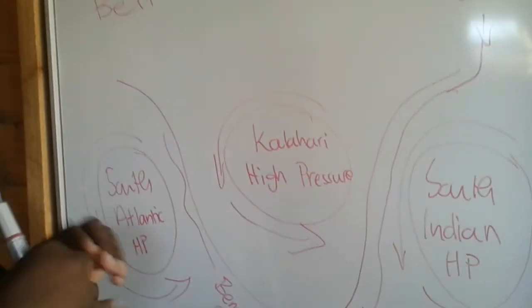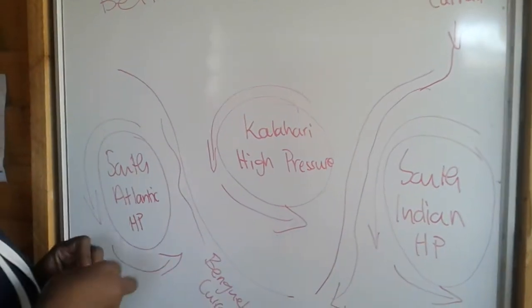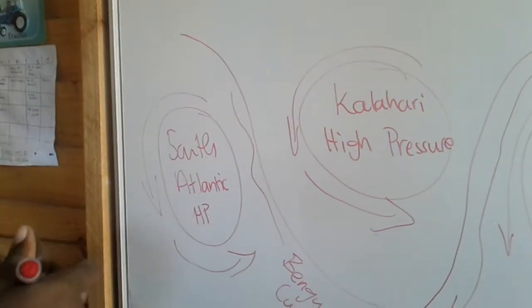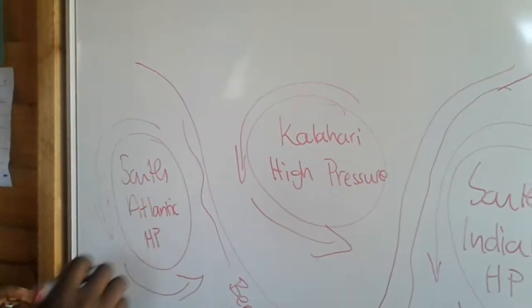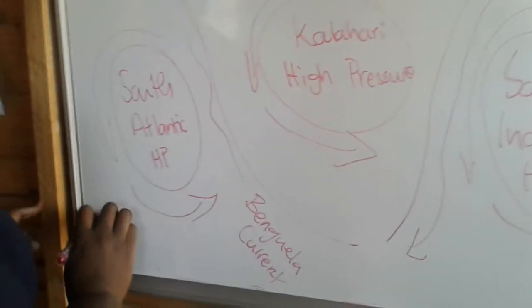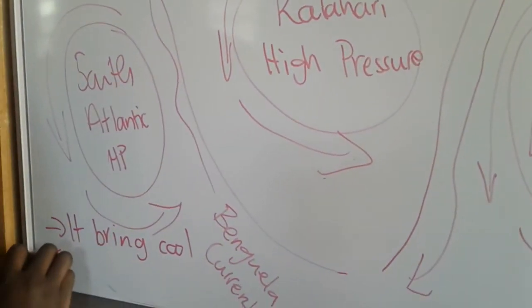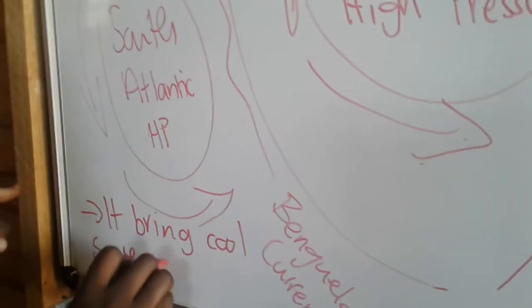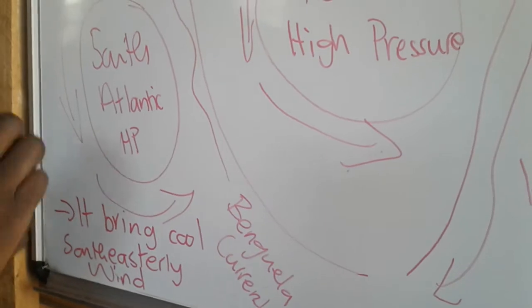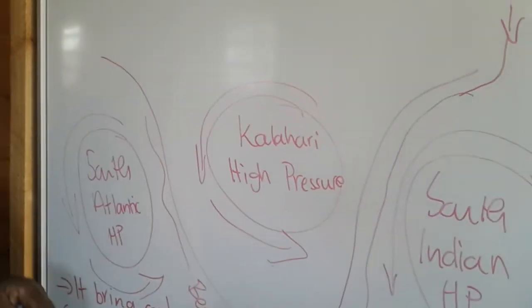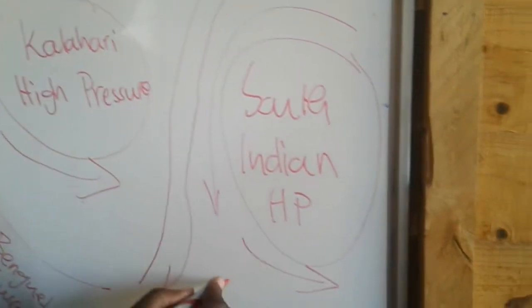We have three pressure belts that mainly affect South Africa. On the western side, we've got the South Atlantic high pressure system. What does it bring? It brings cool southeasterly wind into South Africa.